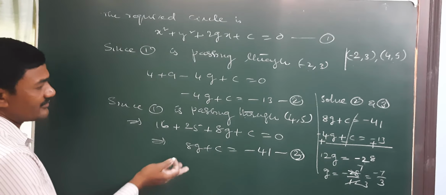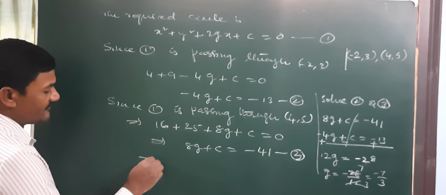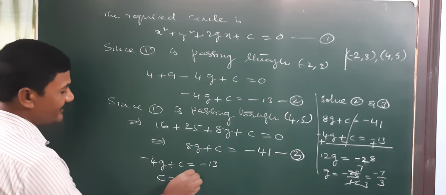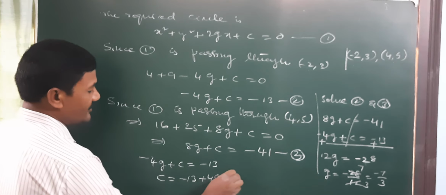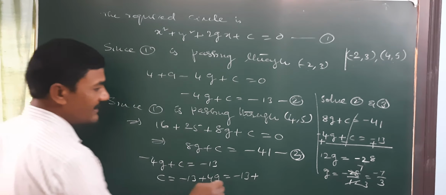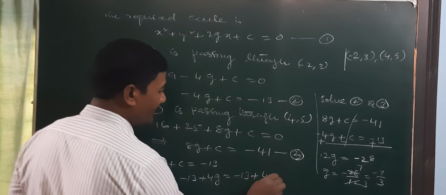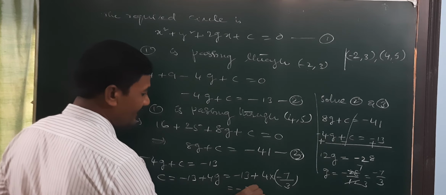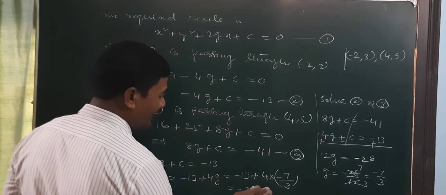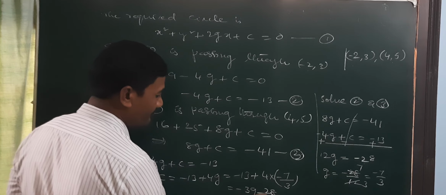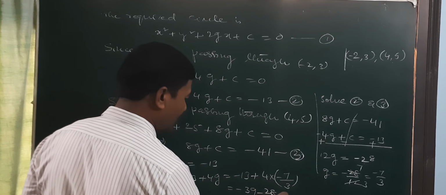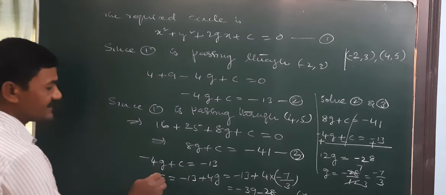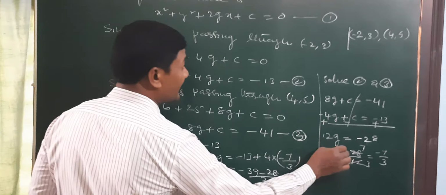So put the g value in any one of the equations. Minus 4g plus c is equal to minus 13, so c is equal to minus 13 plus 4g. What is the g value? Here 4 into minus 7 by 3, so it is minus 39 minus 28 by 3 only. So the ultimate value is minus 67 by 3. So we are getting c and g also.